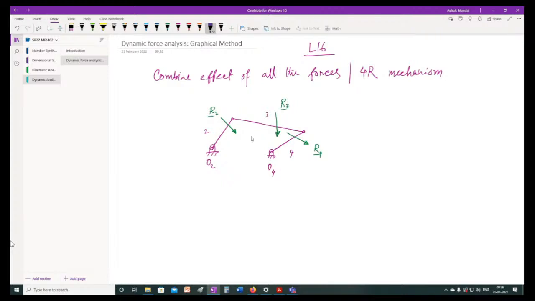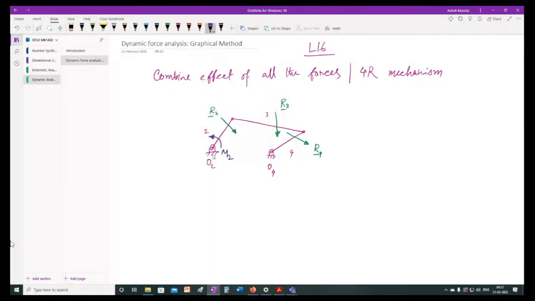But in this case, there is something unknown and we want to determine that. So why are we doing this force analysis? Some unknown we want to find out. Suppose for this case, the unknown is the externally applied torque M2 here. This is the unknown, and we want to determine what it is. In the meantime, we also will determine the joint forces acting at all four joints.